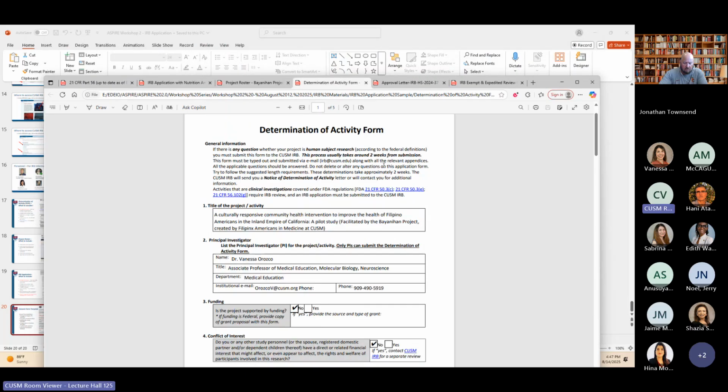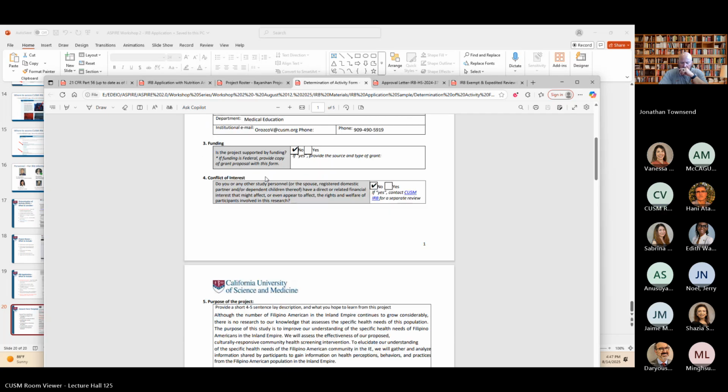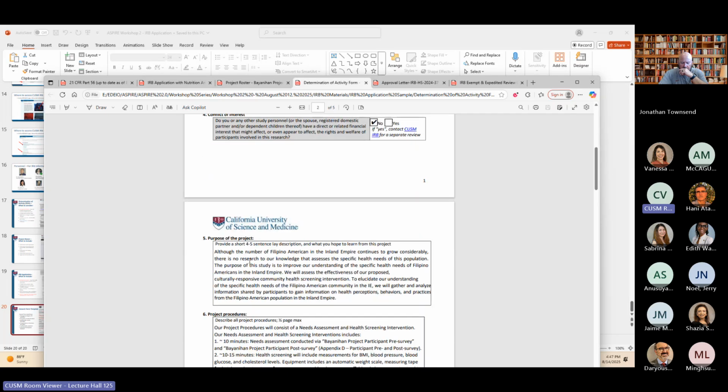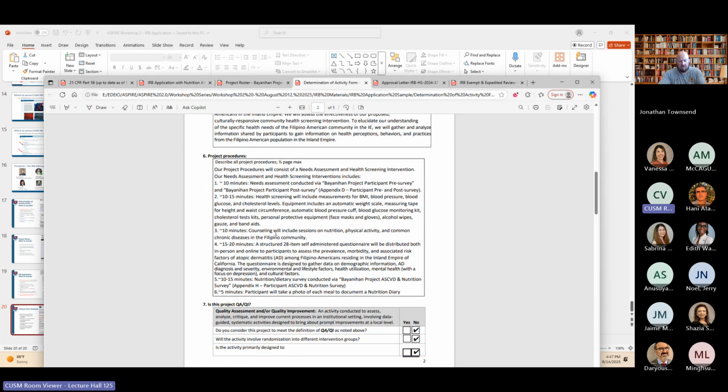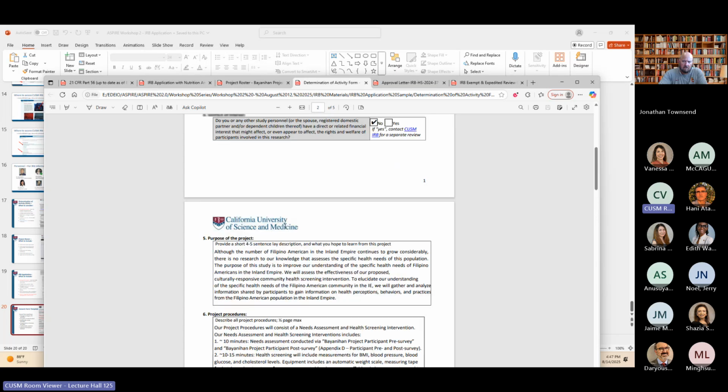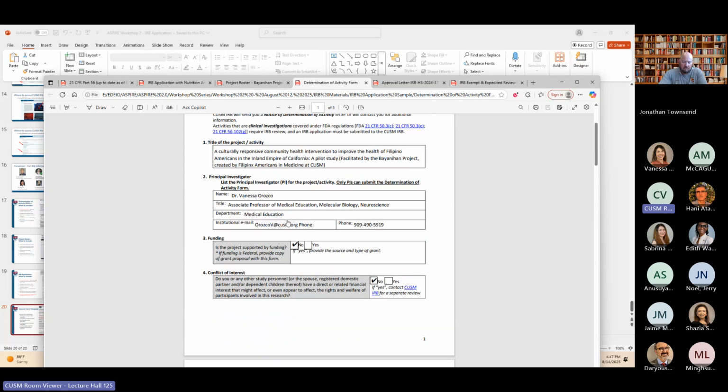Here's a determination of activity form. There's nothing new on this form. It's going to be cut and paste from your protocol, from your proposal that you write. So what you'll notice here: title of the project, principal investigator, funding, conflict of interest, purpose of the project, project procedures. The reason why it sounds like a lot of repeat information is because the determination of activity form is a streamlined form. So when an IRB committee member receives it, they already have all of this specific information on one form. They don't have to hunt for it in the full application form.